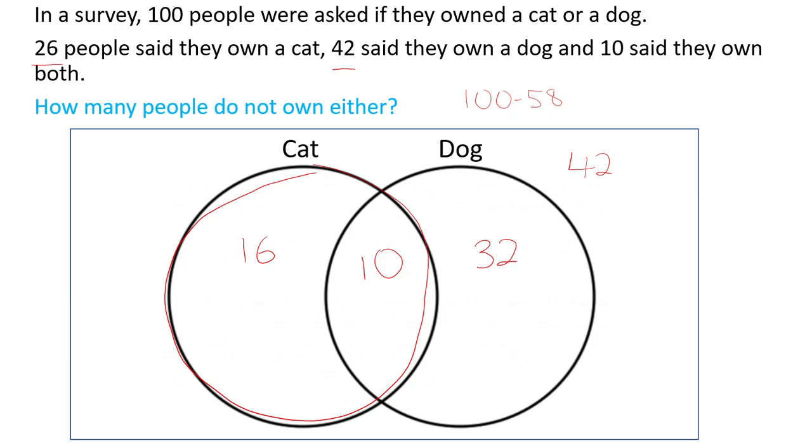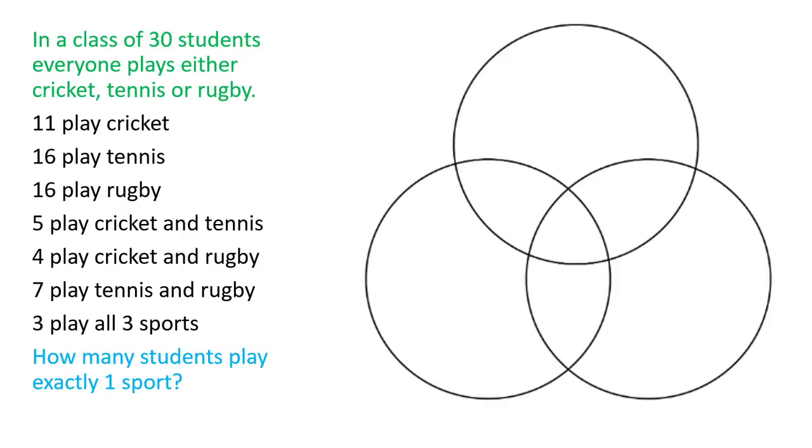Okay, so now we'll look at a tougher example where 3 circles are involved in this Venn diagram. So in a class of 30 students, everyone plays either cricket, tennis or rugby. 11 play cricket, 16 play tennis, 16 play rugby, 5 play cricket and tennis, 5 play cricket and rugby, 7 play tennis and rugby, 3 play all 3 sports. And the question is, how many students play only one sport?